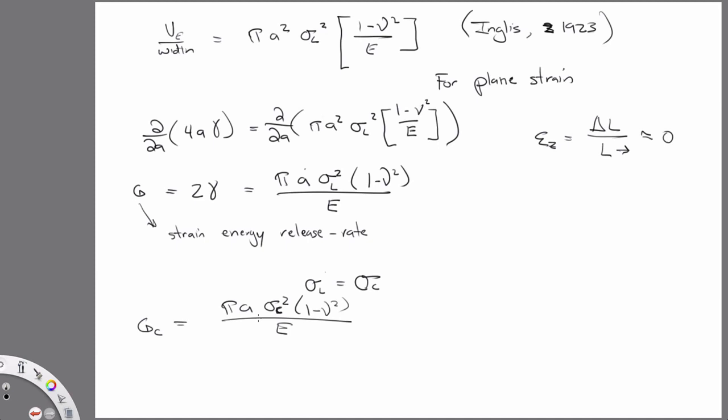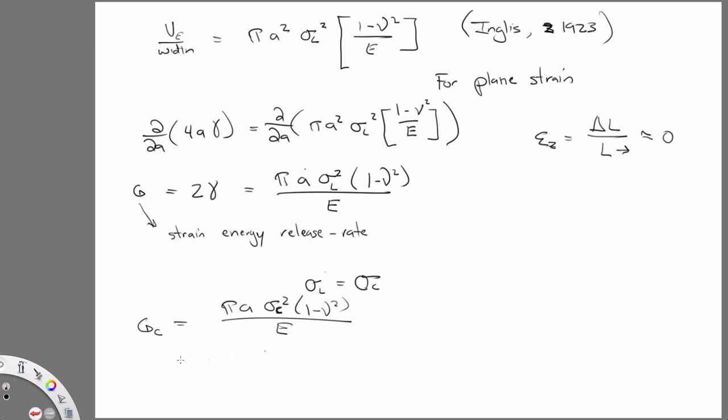I took a derivative. And so there was a 2 in front, but there was a 4 over here. Right? So I took a derivative, so that left 4 gamma on this side and 2 pi a on this side, right? Then I divided the 2 out, and I got 2 gamma. Okay.